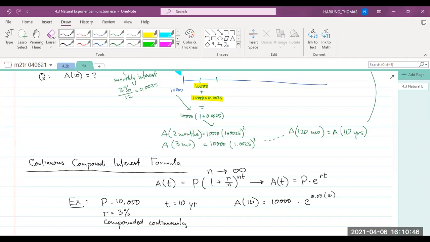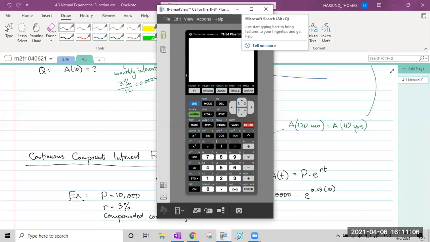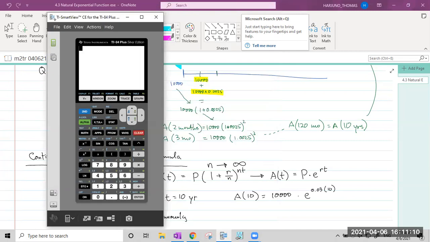Okay, now how do we use our calculator to compute this? Now, I only have TI-84 on my computer. And that's what I will use to show you. Give me a second. It's still calling the function. Okay, then how do we compute the one up there?